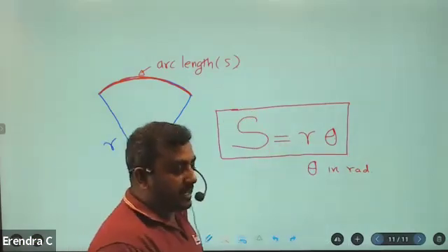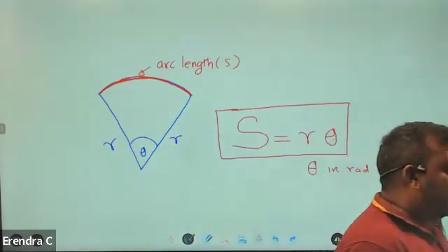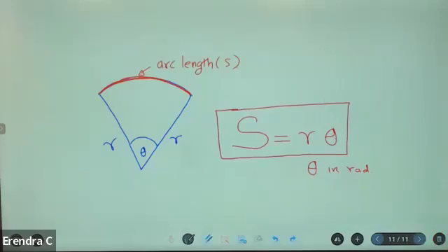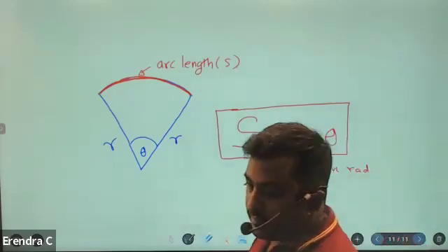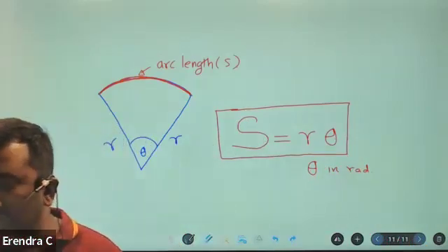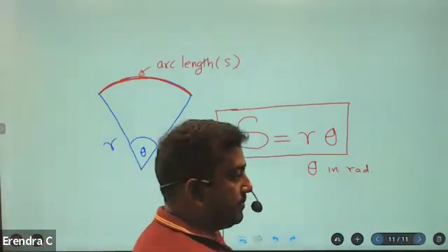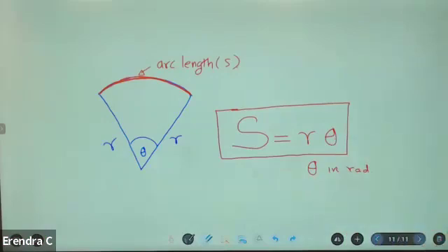Right. Let's write it. The arc length can be found using the following relationship. S equals R theta.